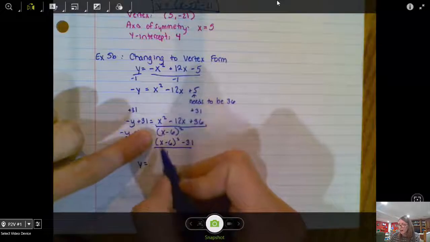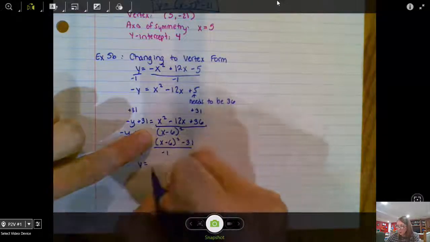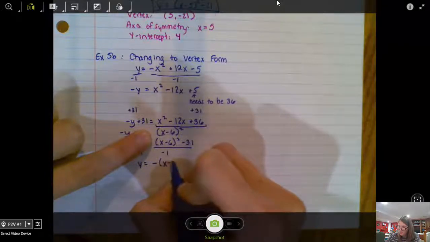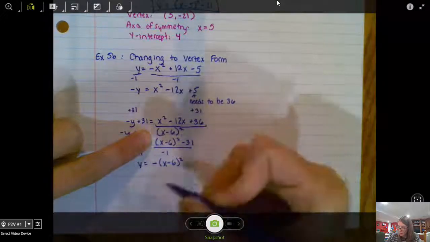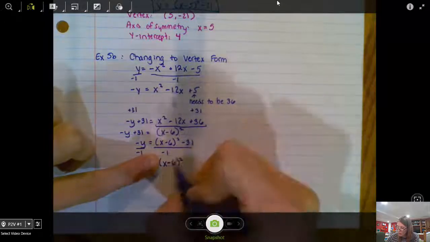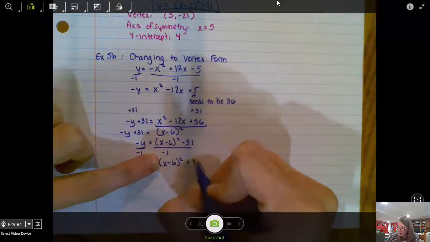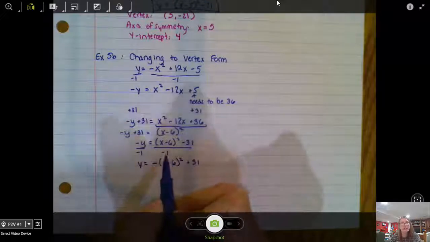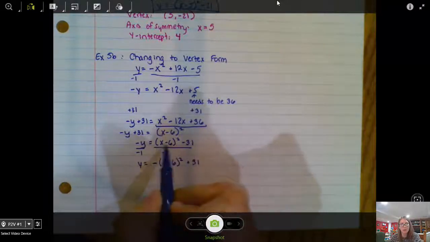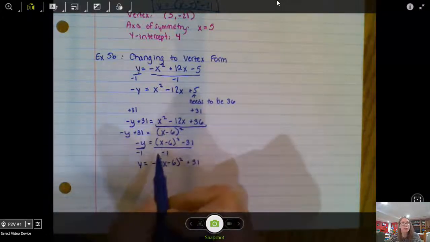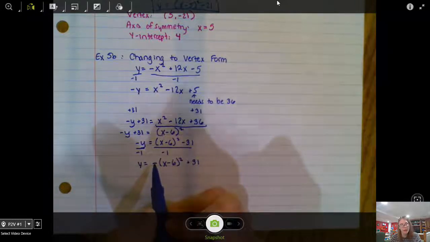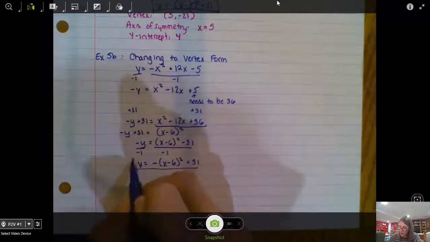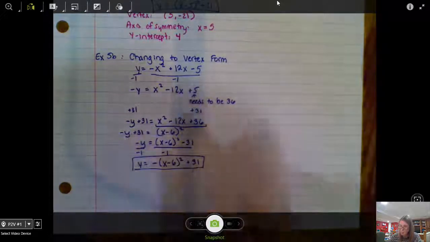Now over here, x minus 6 squared divided by negative 1 is negative 1 times x minus 6 squared. Negative 31 divided by negative 1 is plus 31. So the fact that I'm dividing by negative 1 here does not change what's inside my parentheses. It just changes my a value in front. Y equals negative x minus 6 squared plus 31.